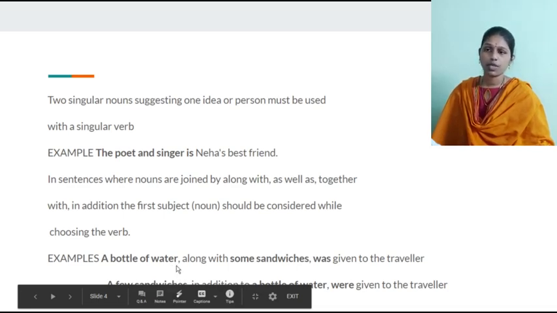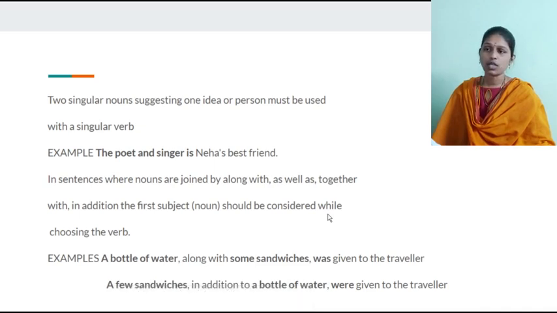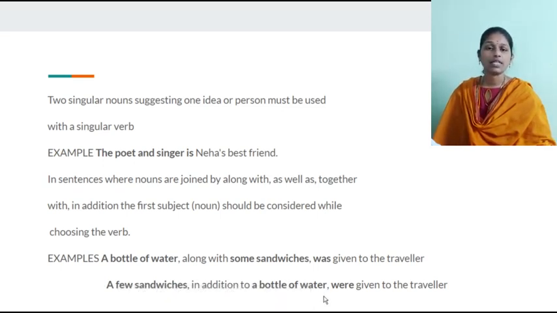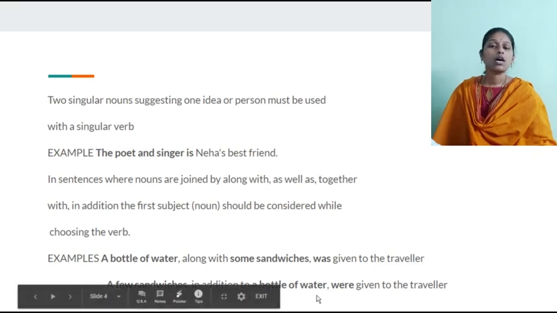And if you go through the second sentence, a few sandwiches in addition to a bottle of water were given to the traveler. Here the first noun, a few sandwiches, is plural. So we used a plural verb were here. Hope you understand. The first noun should be taken into consideration and then you have to choose the verb, whether it is singular or plural.